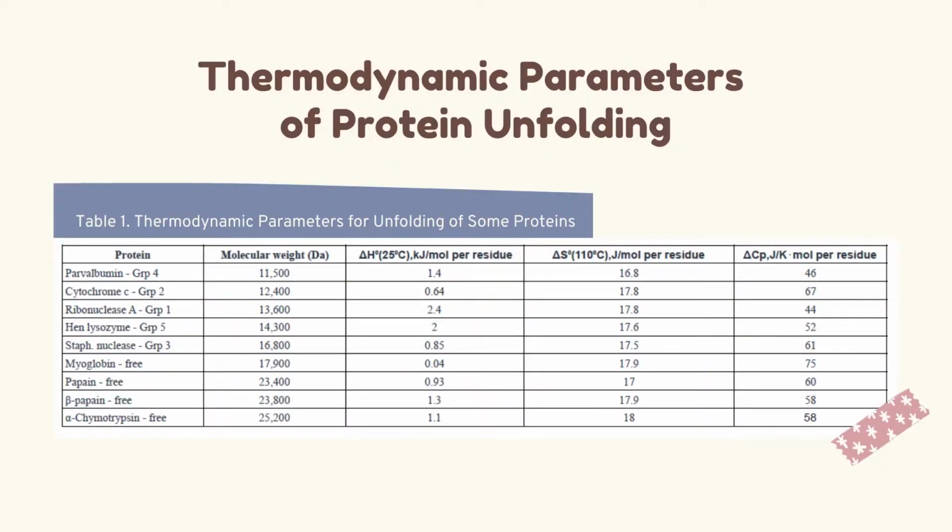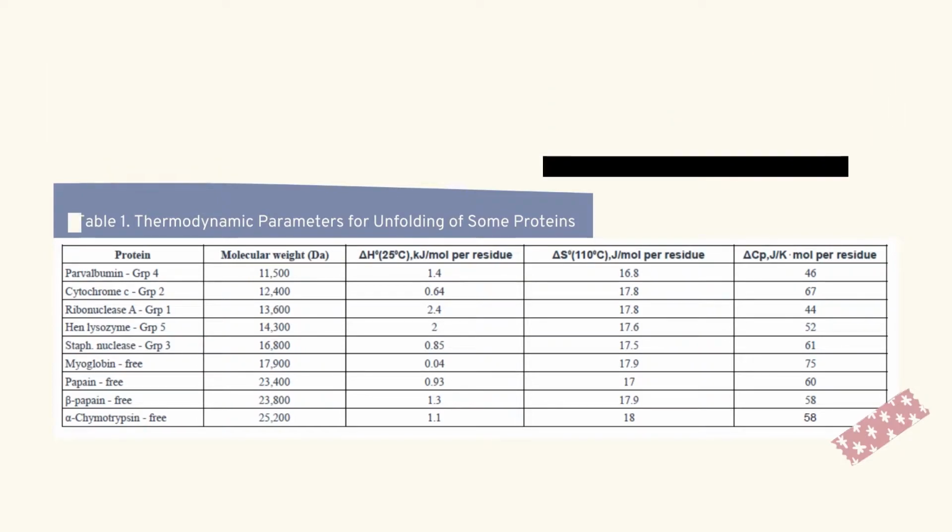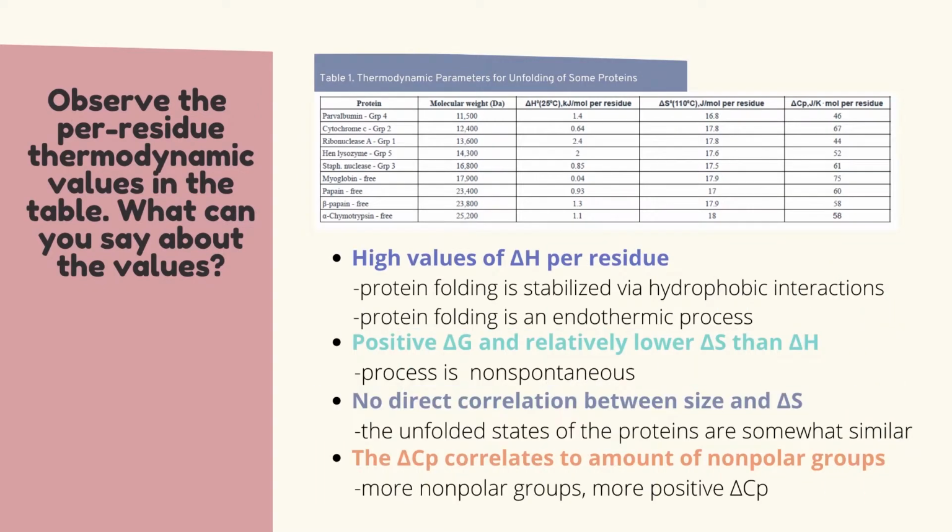Here is a table for the given thermodynamic parameters for the unfolding of some proteins. For the first guide question, observe the per residue thermodynamic values in the table. What can you say about the values? From the table, we can observe the high values of delta H naught per residue. This is because protein folding is stabilized via hydrophobic interactions between residues, and therefore protein unfolding is an endothermic process.